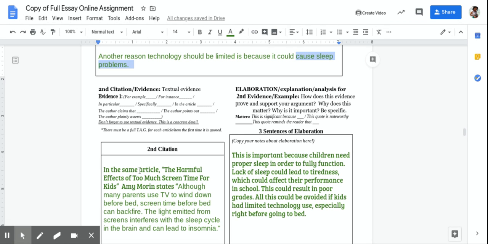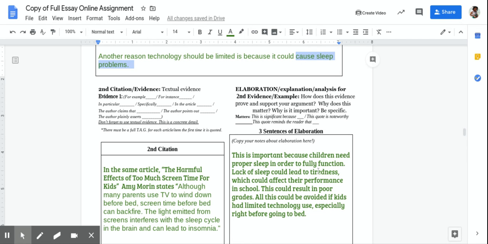So I put in the same article, "The Harmful Effects of Too Much Screen Time for Kids." Amy Morin states, "Although many parents use TV to wind down before bed, screen time before bed can backfire. The light emitted from screens interferes with the sleep cycle in the brain and can lead to insomnia." So that's the citation that supports my reason that technology should be limited because it could cause sleep problems.